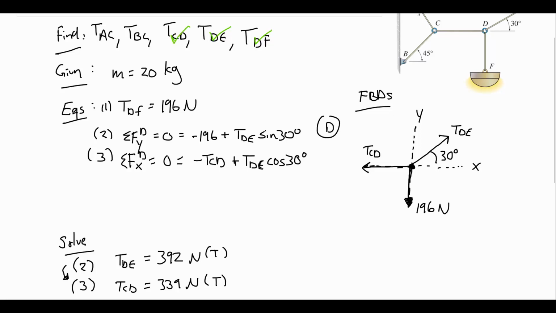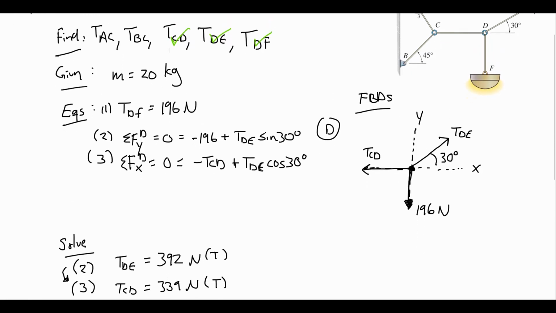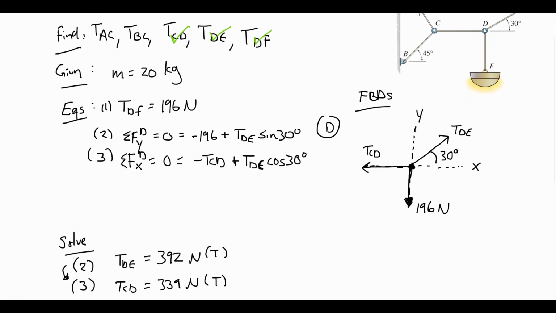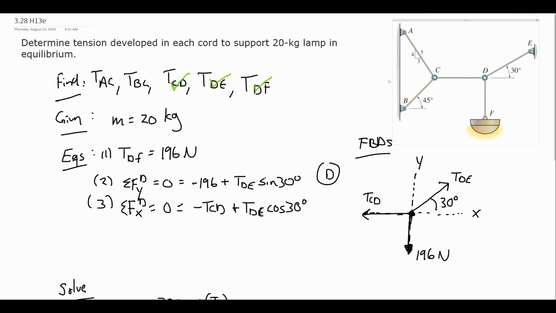There are still two tensions that we need to find, AC and BC. They don't appear in this free body diagram though. We've exhausted it. We've gotten the two equations we could out of it. So the only way to get more equilibrium equations is to draw another free body diagram, and that's what I can do. I can now draw the free body diagram at C.